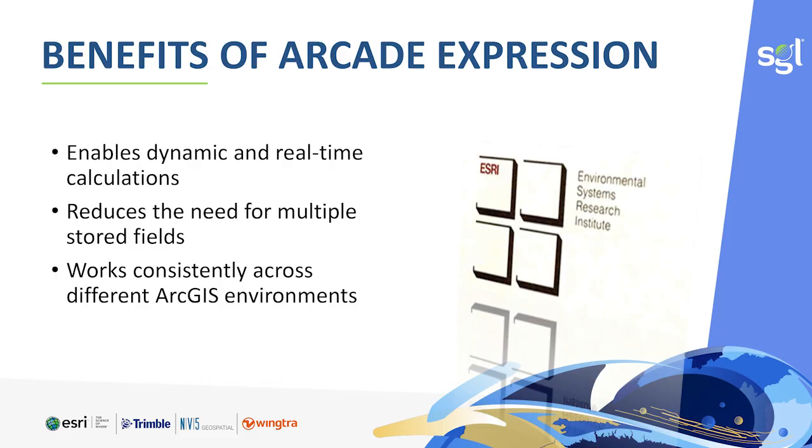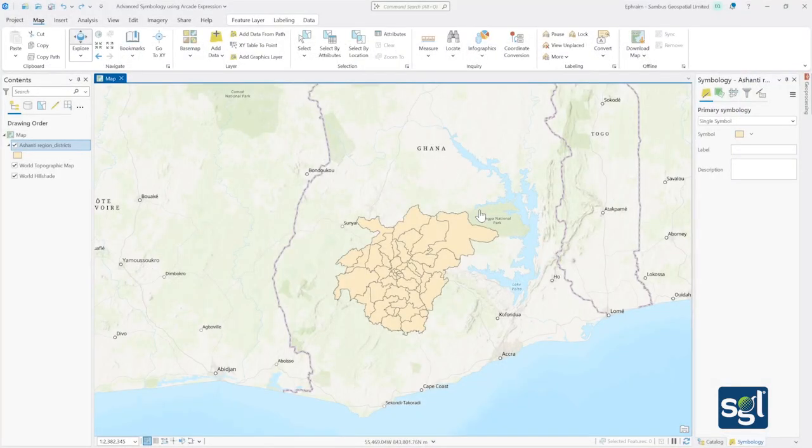So let me display my screen for you to see. This is my ArcGIS Pro display, and as you can see in the contents pane, I have my Ashanti region underscore district. It means I have the full polygon as the Ashanti region, and the sub polygons are the districts in the Ashanti region.